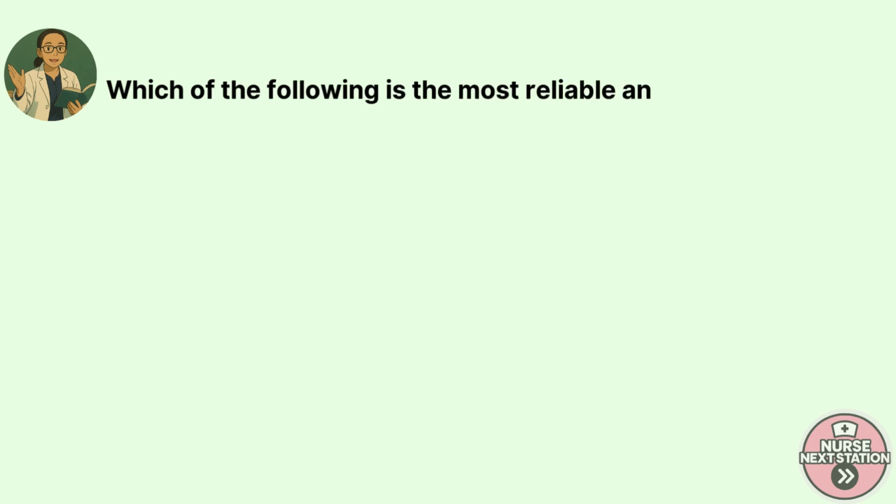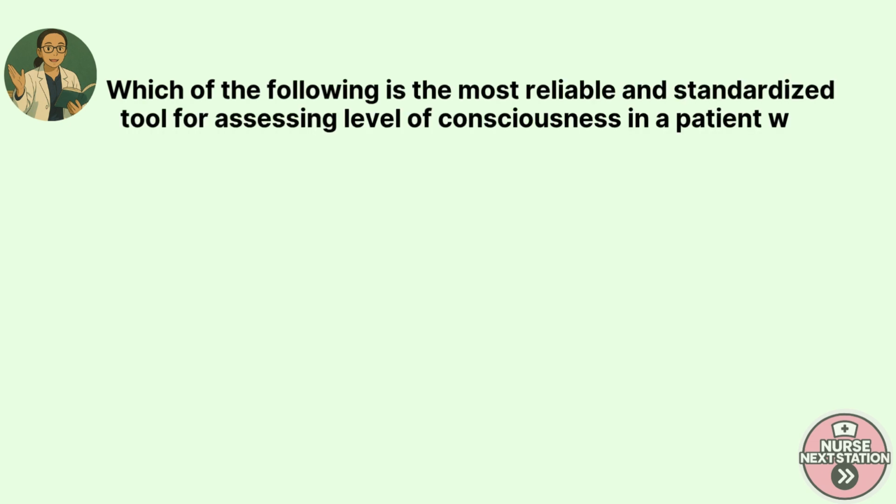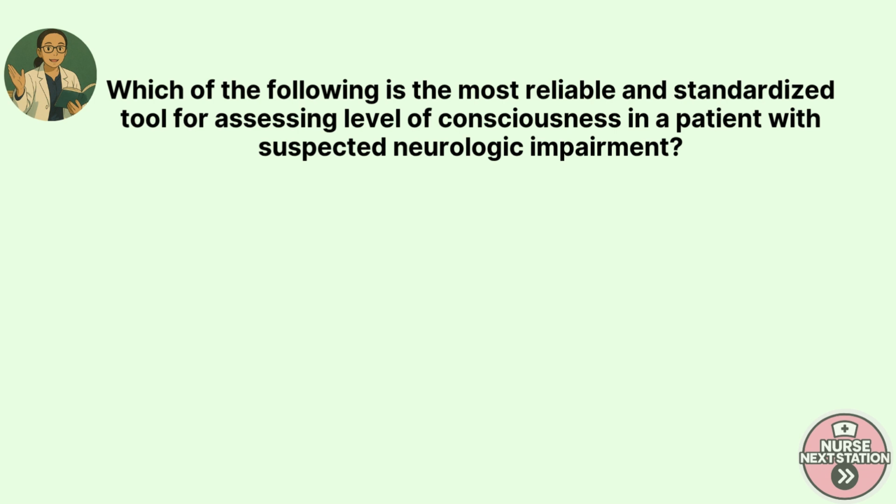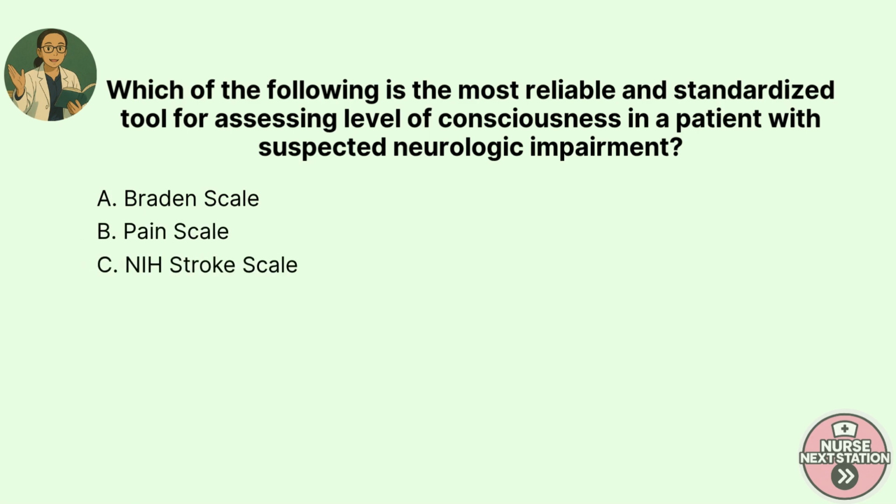Last question. Which of the following is the most reliable and standardized tool for assessing level of consciousness in a patient with suspected neurologic impairment? A. Braden scale. B. Pain scale. C. NIH stroke scale. D. Glasgow coma scale.